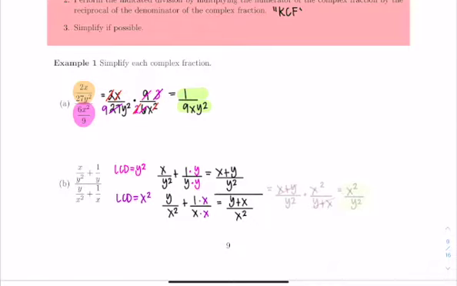So now we're going to use keep, change, flip. We're going to keep the top, x plus y all over y squared. We change division to multiplication, and we flip the second fraction, so we have x squared over y plus x. Now what we want to do is try and simplify either by cross multiplication or on the top and bottom. So we have an x plus y and a y plus x that we can cancel. And so what we're left with is x squared over y squared.